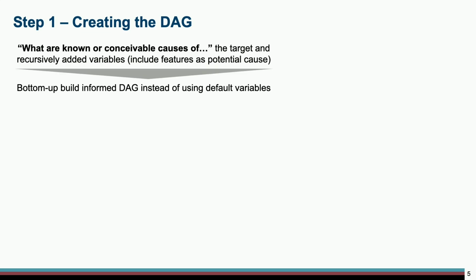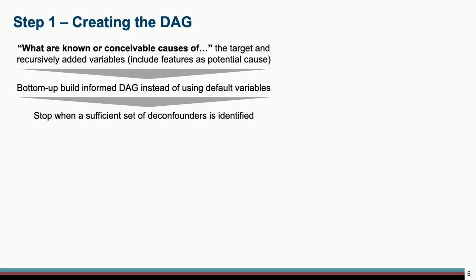So in the three-step approach that I want to introduce, the first step is that you create a DAG around your research question of interest. You do that by asking what are known or conceivable causes of the target. And you continue this bottom up by recursively adding variables and asking for each added variable what could be known or conceivable causes of that variable. You answer the question based on domain knowledge and existing literature, and you stop when a sufficient set of deconfounders is identified.